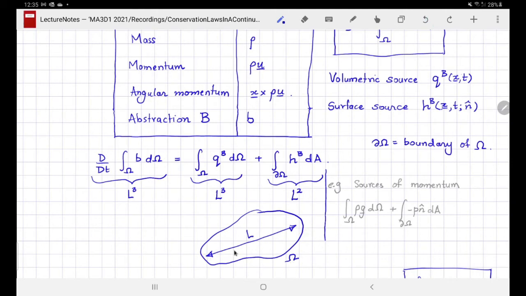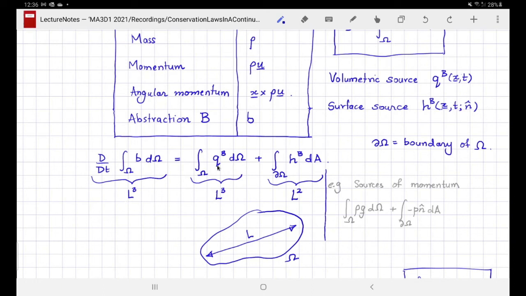The volume has an extent L, so that its volume is proportional to L cubed. And what we are now going to consider is to keep the shape of the volume fixed, but shrink its size. And as we shrink its size, its physical volume shrinks as L cubed. And therefore, the first integral in this equation, the rate of change of quantity B within the volume, also shrinks as L cubed. Well, if the volume is tiny, the amount of quantity B in it will also be tiny. That's the logic behind it. And the amount of tininess is quantified by this L cubed.